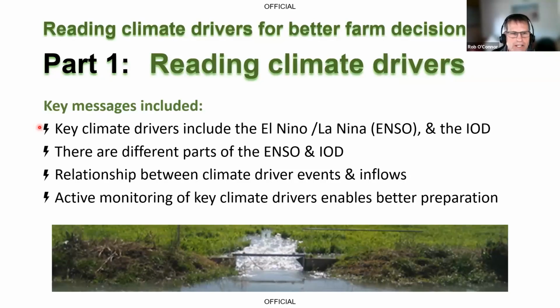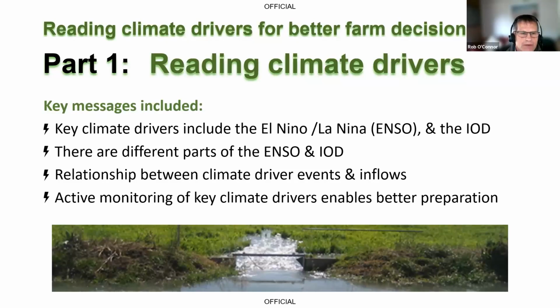Dale's historic analysis showed that there was a relationship between the climate driver events and the inflows into our key storages on the Murray and the Goulburn systems. So typically, with the higher inflows, we're experiencing a La Nina event or a negative IOD, and with the lower inflows, there was typically an El Nino or positive IOD event.